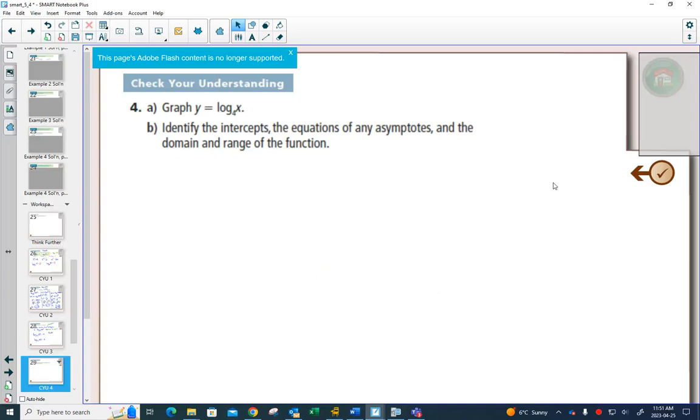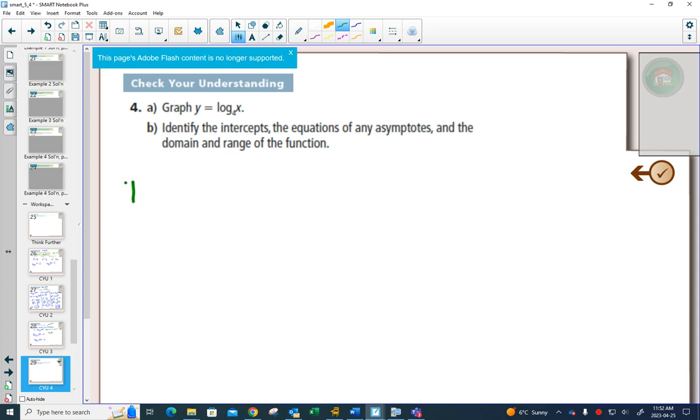And the last thing that we're doing in this section is going to look at all of the parent graphs of logs. So we already did all of the exponential graphs, 2 to the x, 3 to the x, 5 to the x. And we did transformations with those. We're going to do the same thing with log graphs. Now, for our very first log graph, we're going to do it in 2 steps. After this very first one, you are going to graph all of your log graphs directly.